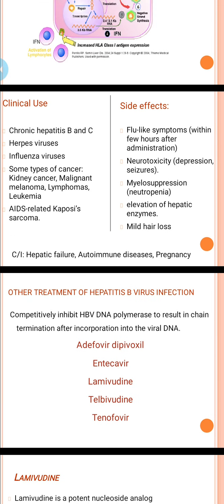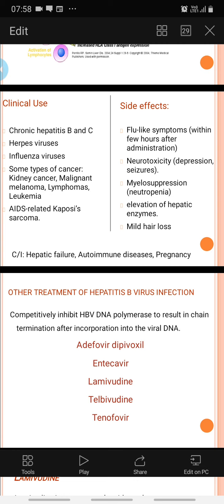So what are the other treatment options for hepatitis B virus infection? They competitively inhibit the hepatitis B virus DNA polymerase to result in chain termination after incorporation into the viral DNA. Okay, so their examples are adefovir, entecavir, lamivudine, telbivudine, and tenofovir. All of them inhibit the hepatitis B virus DNA polymerase to result in chain termination after incorporation into viral DNA, and they are to be used in chronic hepatitis B when infection or HBsAg persists for more than 6 months.